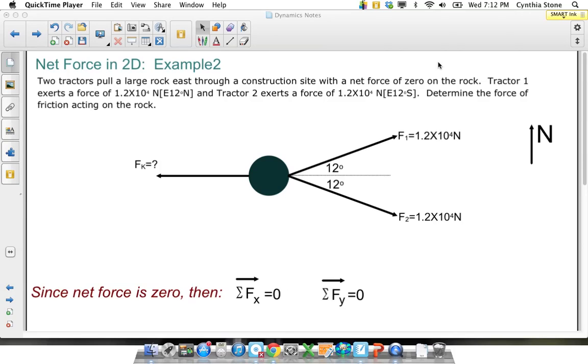Net force in 2D, our second example, and in this case we're not solving for net force. If you read the example, we know that we have a net force of 0.